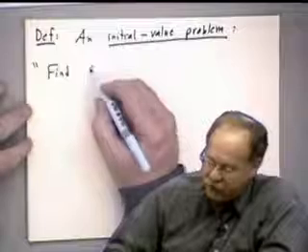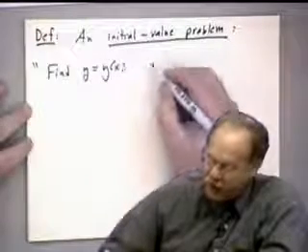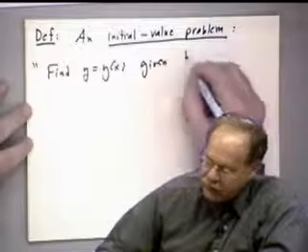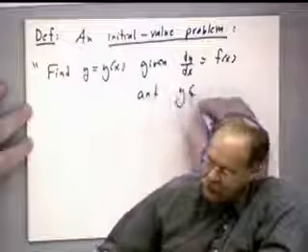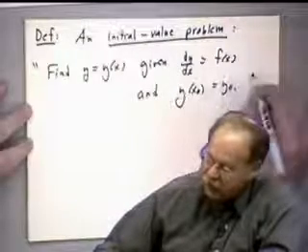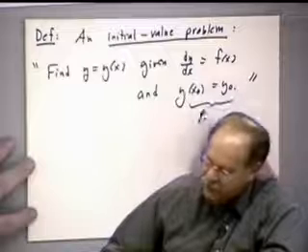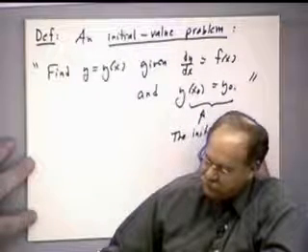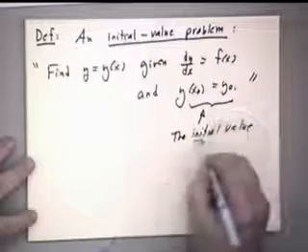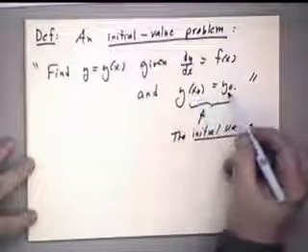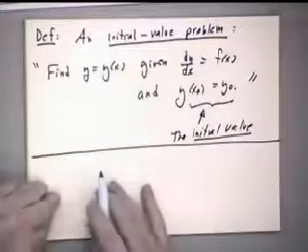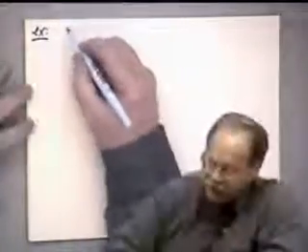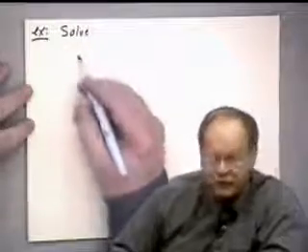Find, this is a shorter version of what I wrote on the other page, find y equals y of x given that dy/dx is equal to some function f of x, and that y at x naught is equal to y naught. And this, of course, is the initial value. Some people just refer to the x naught, or you can refer to the whole point x naught, y naught. So this is an example of an initial value problem. How do you solve it? Well, you have to know something about antiderivatives. If that's not possible, then you might have to approximate a solution as we did with the slope fields.